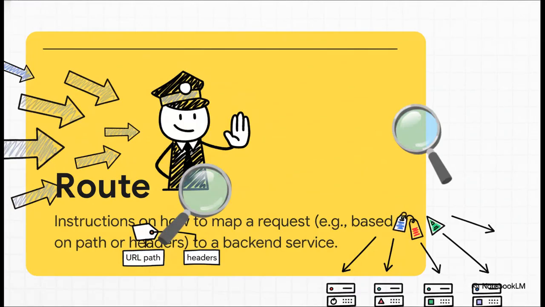So after the filters have done all their processing, the request needs to know where to go next. That's the job of the route. Think of it like a traffic cop. It looks at the request, maybe the URL path or a specific header, and uses that info to make a decision about which backend service should get this traffic.